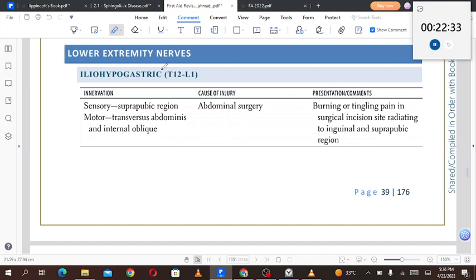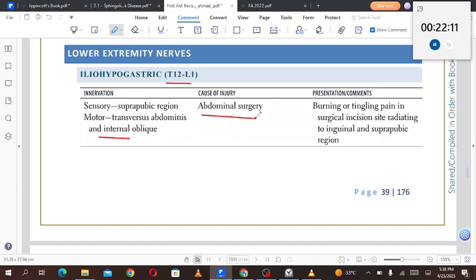So let's come to the iliohypogastric nerve, the T12 to L1 innervation. The iliohypogastric nerve provides the innervation: sensory, suprapubic region; motor, transverse abdominis and internal oblique. So the suprapubic region is being supplied by the iliohypogastric nerve, and the motor innervation is given to the transversus abdominis muscle and the internal oblique muscle. So these are both abdominal muscles.